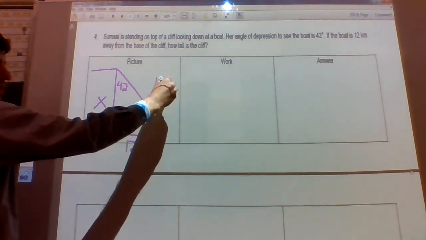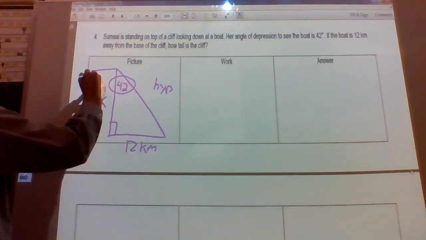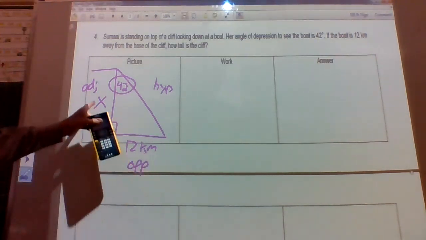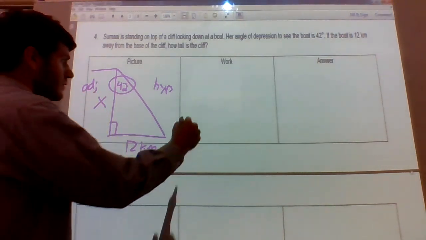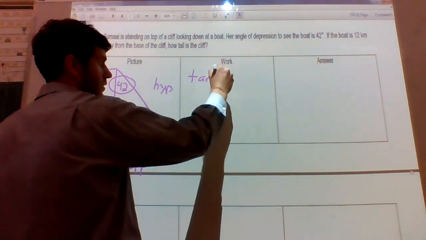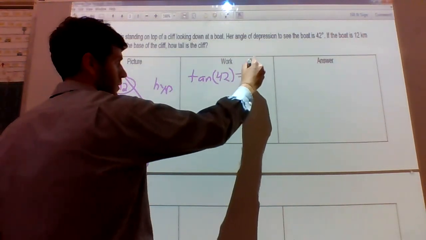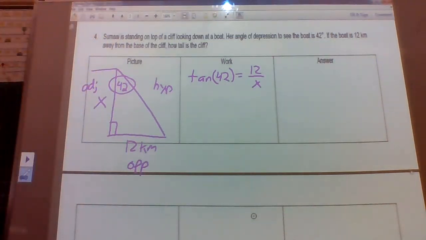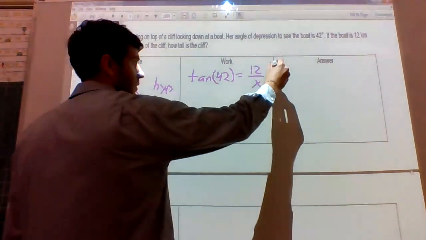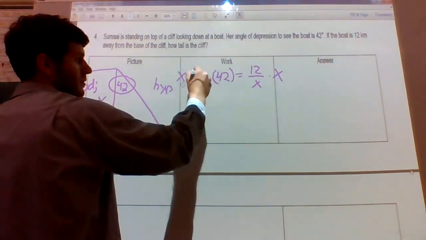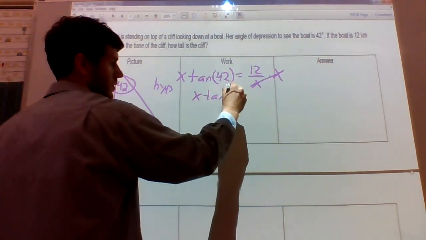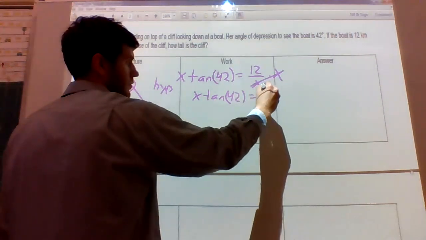Hypotenuse. Next to is adjacent, across from is opposite. So we have opposite and adjacent, that's going to be tangent. So tangent of 42 is going to equal 12 over x. Again, we want to solve for x here, so we've got to get it out of the denominator. So we need to multiply both sides by the denominator. So x times tangent 42 equals 12.